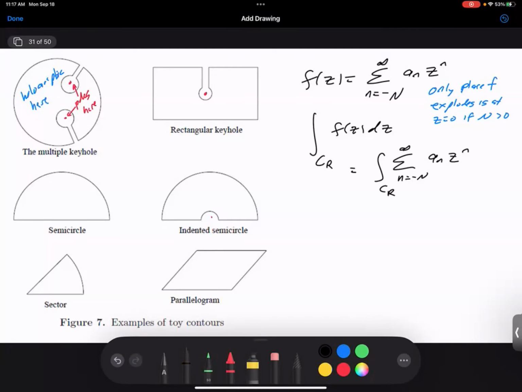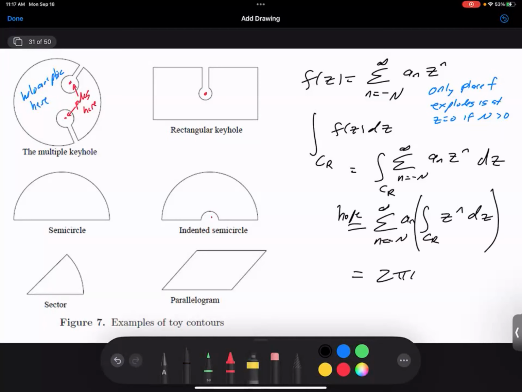So what would you like to say the integral of the sum is? The sum of the integrals. Let's just switch the order. So n goes from minus N to infinity of the integral of, I'll put the a_n here, of z to the n dz. But we just saw that there's only one value of n that matters, and that's when n equals negative 1. So then this would just become 2 pi i a_{-1}.